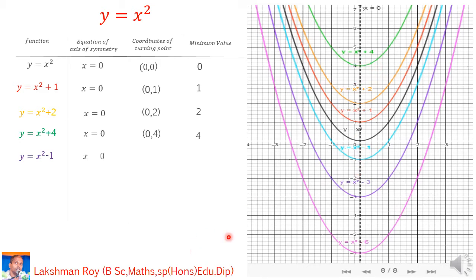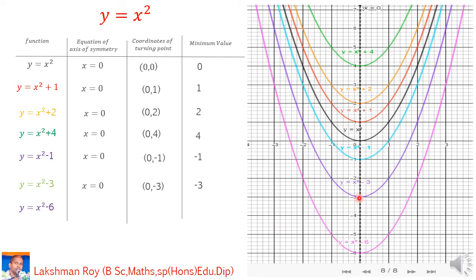Let's see what happens when the graph moves downward: y equals x squared minus 1. The axis of symmetry is x equals 0. The coordinates of the turning point are (0, -1). The minimum value becomes negative 1. Understand? Then what happens with the graph y equals x squared minus 3? The axis of symmetry is x equals 0, the turning point is (0, -3), and the minimum value is negative 3.